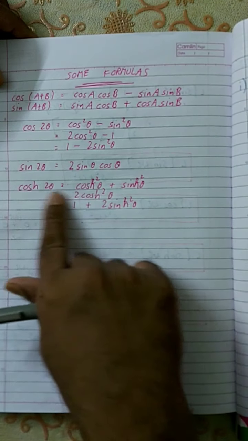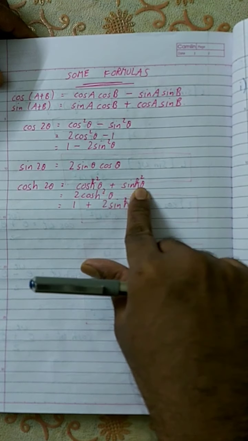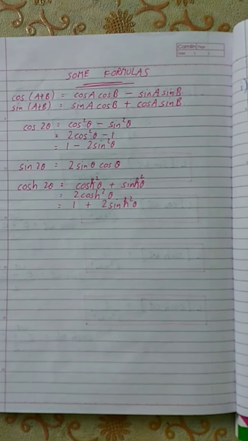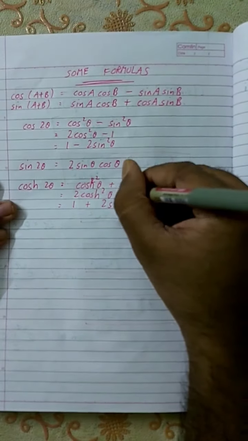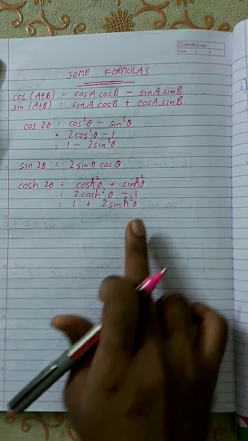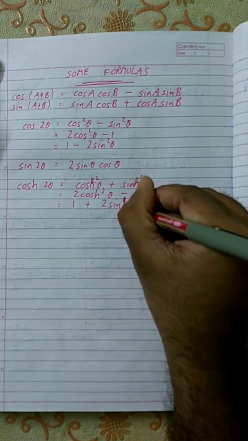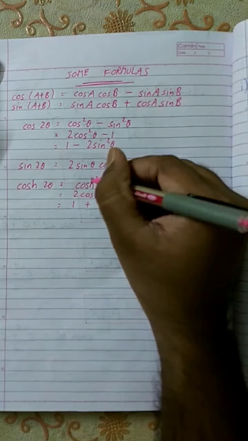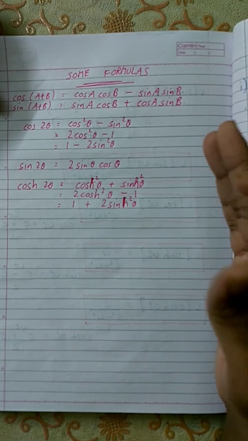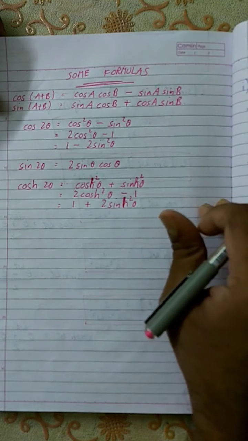And for the hyperbolic cosine function, cosh 2 theta is equal to cosh square theta plus sinh square theta. Okay, and this is also equal to 2 cosh square theta minus 1, and it's also equal to 1 plus 2 sinh square theta. Okay, so you have to remember all these formulas, and if we come across any new formulas in new problems, we need to keep on updating them over here.